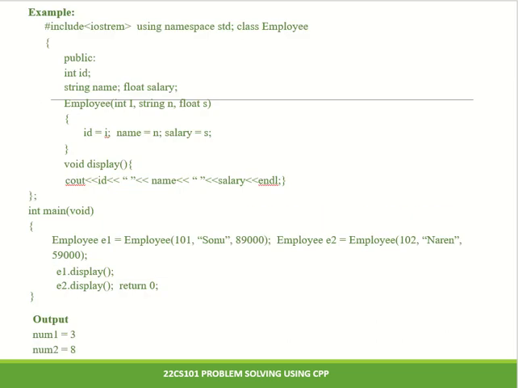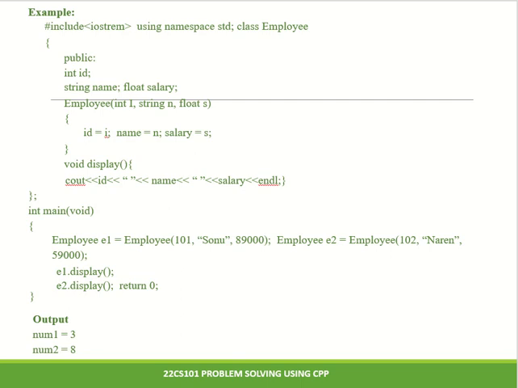Now we can see an example. Here you have to include the header files, then the namespace, then the class name. Your class name here is employee. Then you have the variables ID, name and salary: ID of type integer, name of type string, and salary of type float. Now the constructor is defined. The name of the class is employee, so I am creating the constructor with the same name, employee of int I, string N and float S.